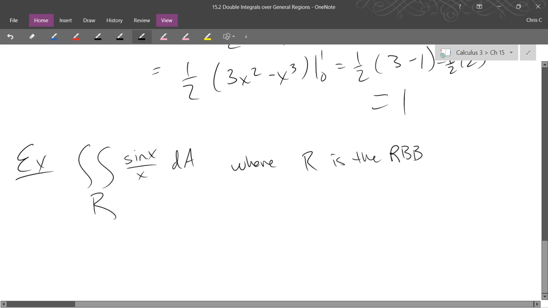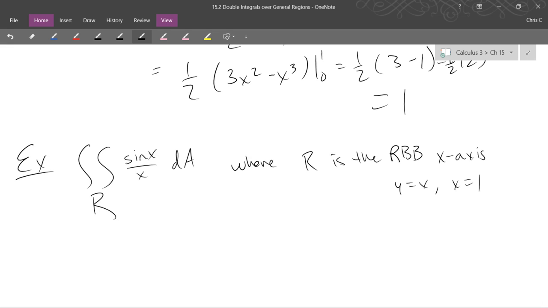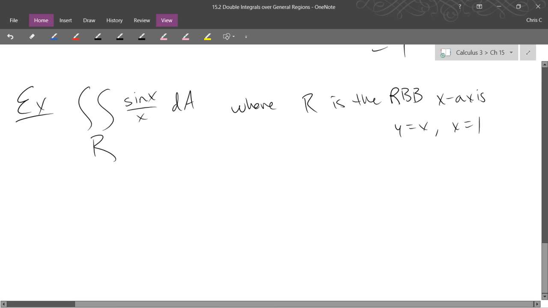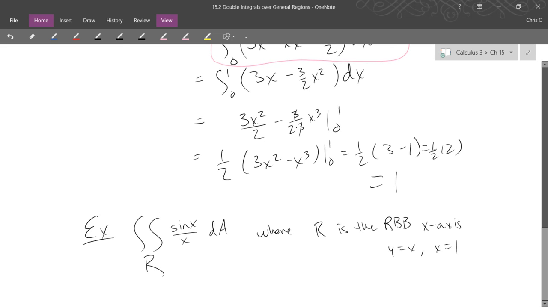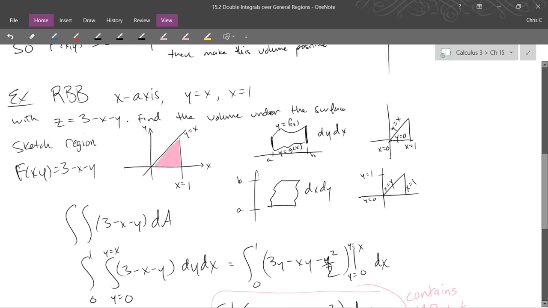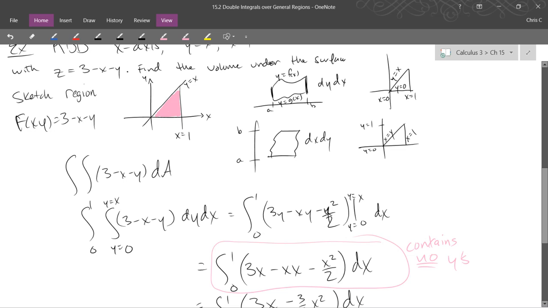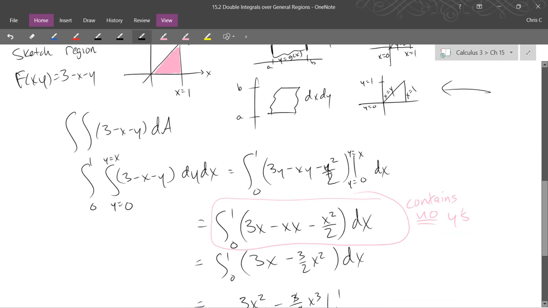So R is the region bounded by the x-axis, y equals x and x equals 1. That sounds really familiar. That is the exact same region we had in the first one up here. So we can go either dy dx or dx dy. I went dy dx, so let's go dx dy instead. I'm going to go the second way this time.